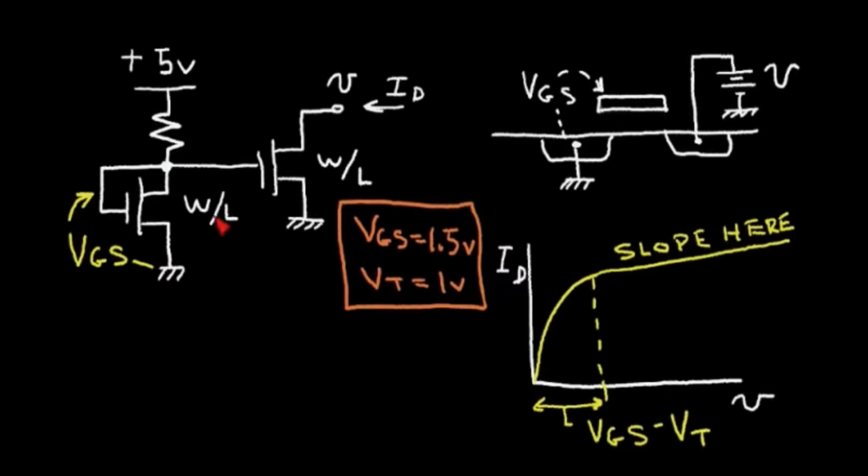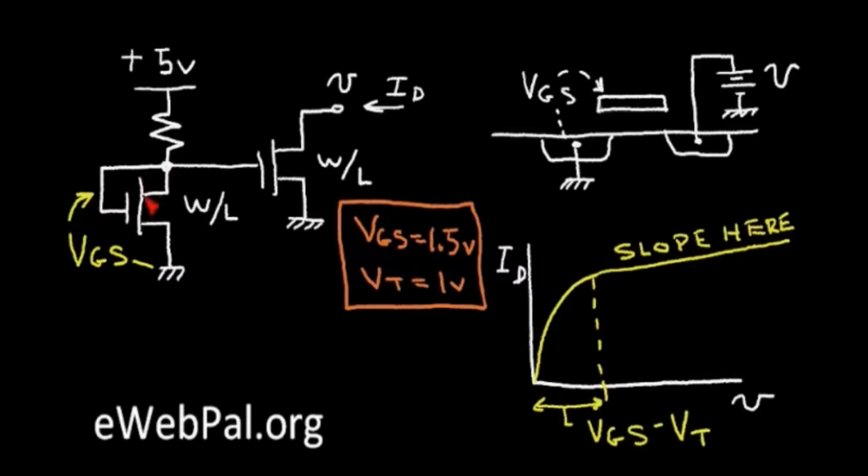At the left, I have two N-channel MOSFET transistors. The transistor at the left has the gate connected over to the drain, and the drain connects to a resistor up to plus 5 volts. And this resistor sets the current in the transistor at the left. In this video, I'm going to make some simplifying assumptions. I'm going to assume the voltage gate to source is 1.5 volts, and that the threshold voltage of the transistor is 1 volt.